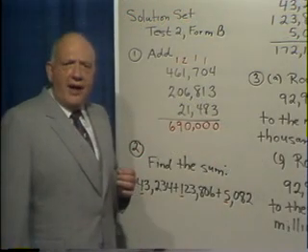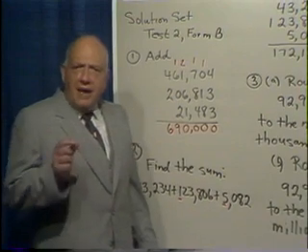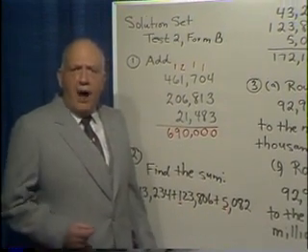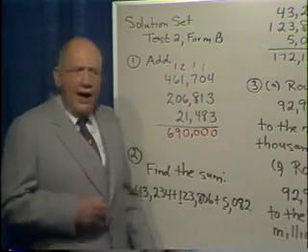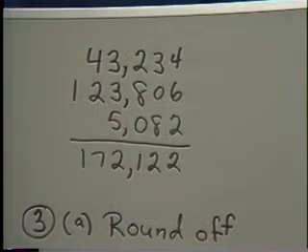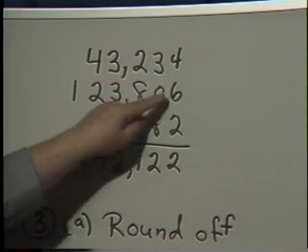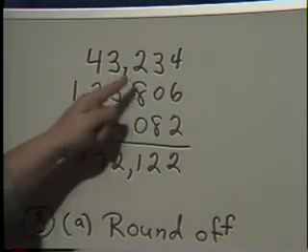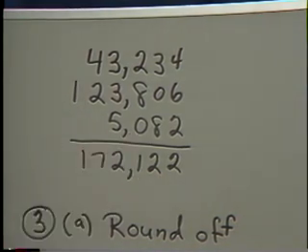So if you're not using a calculator and you don't feel like doing mental gymnastics and keeping track of the denominations, it's reasonable to rewrite the problem in the vertical form so that the like denominations line up. In other words, we write 43,234. Then we write the 123,806 so that the ones are lining up. You see, once the ones are in place, every other denomination is also in place. Then we get what? The 5,082.